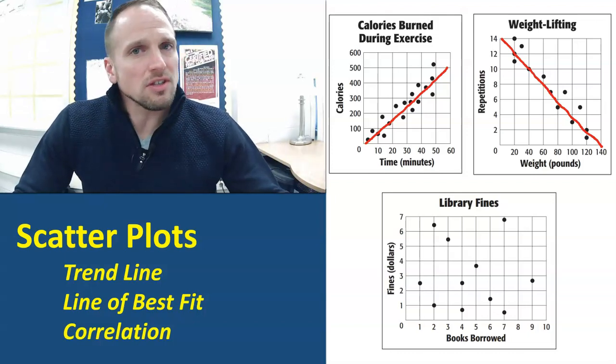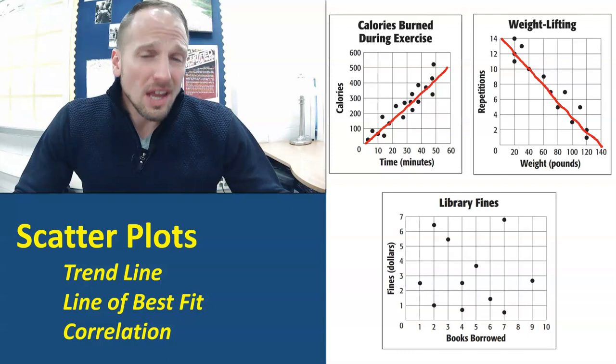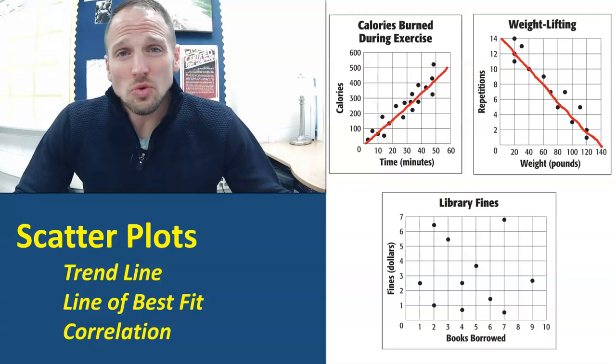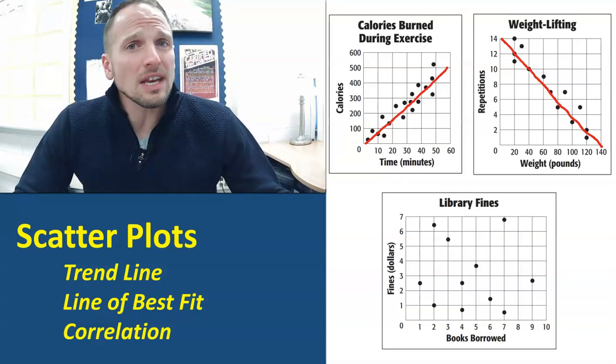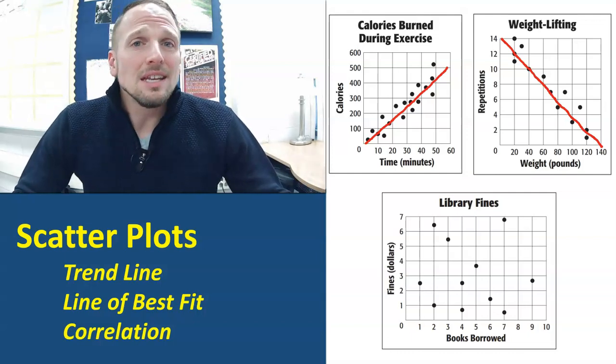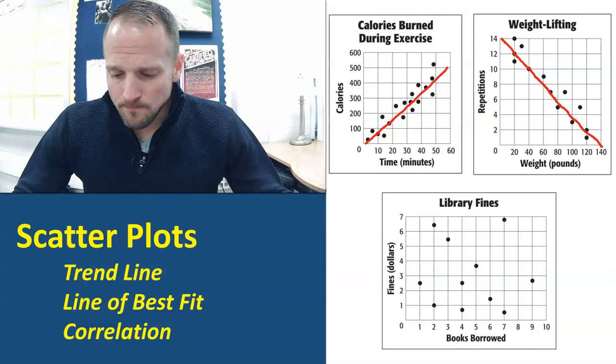So the next question, is there a correlation? Well, is there a slope to that line that I drew? There sure is. Is it positive or negative? It's negative. It's going down. So this has a negative correlation.